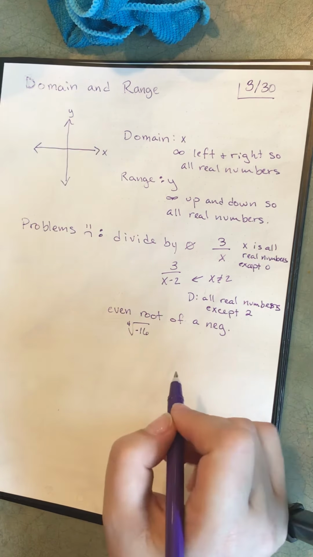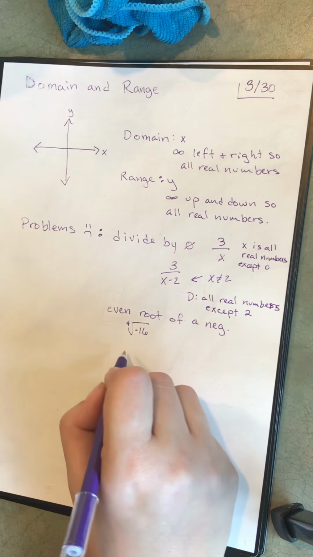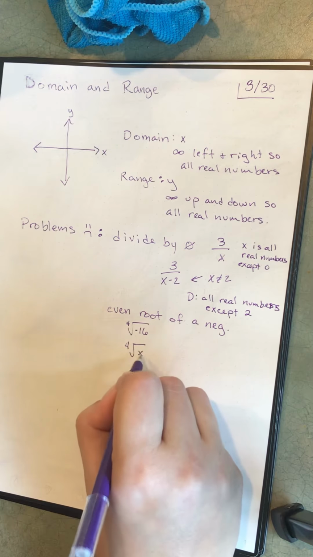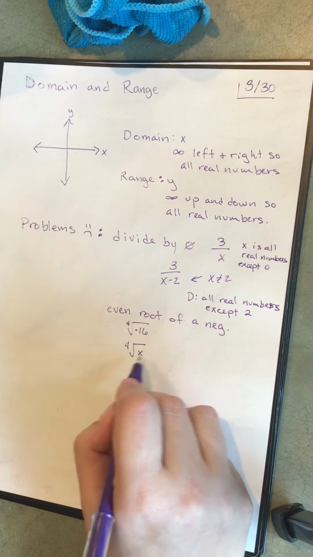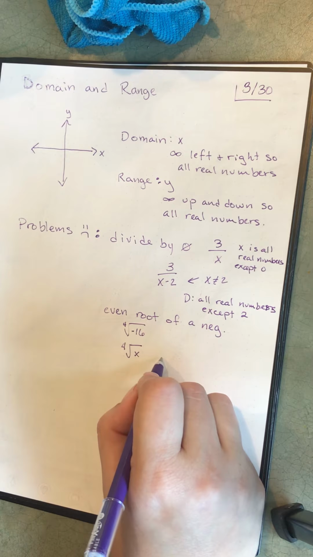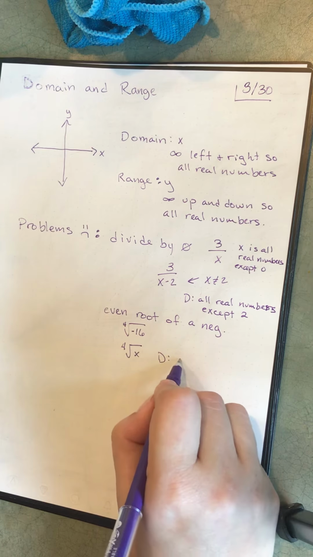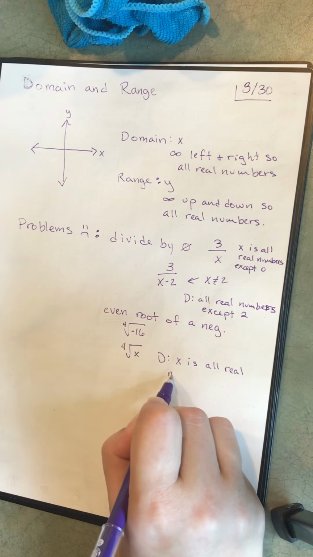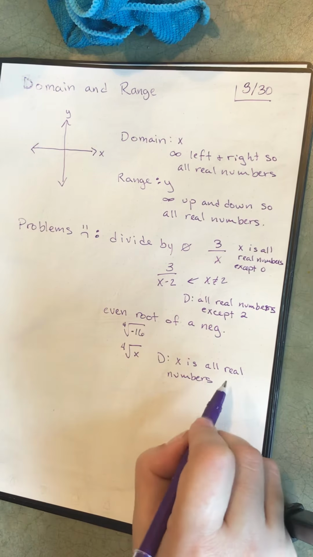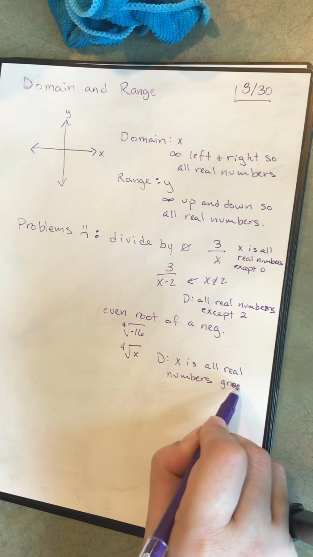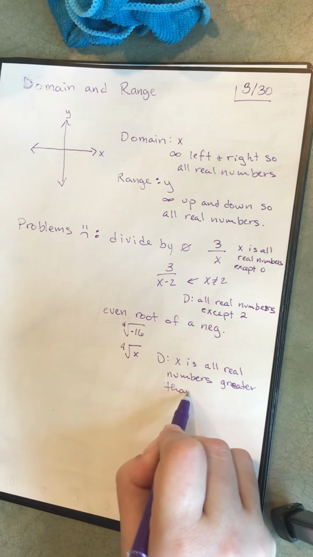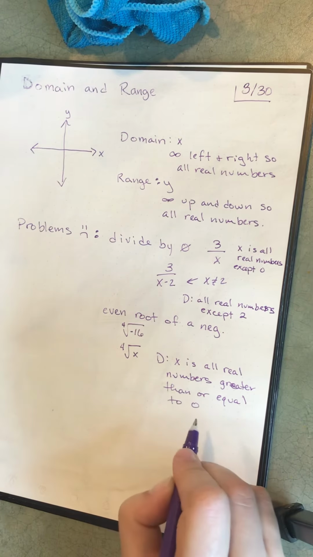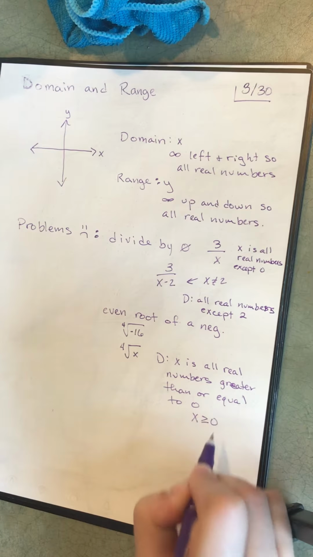There's no answer to this, so we can't do this. So if we think about the fourth root of x, for our domain, x is all real numbers greater than or equal to 0.